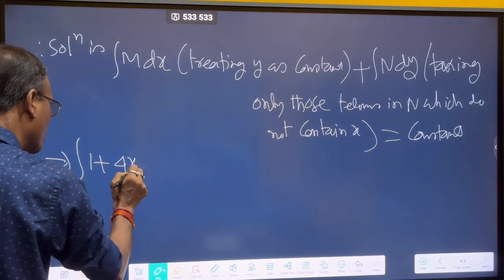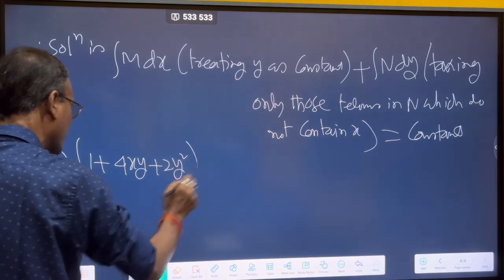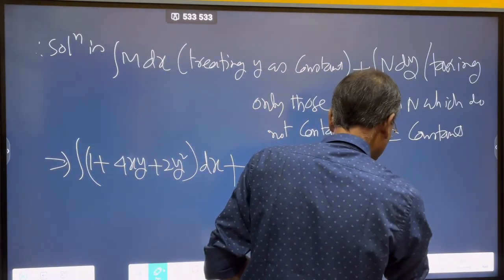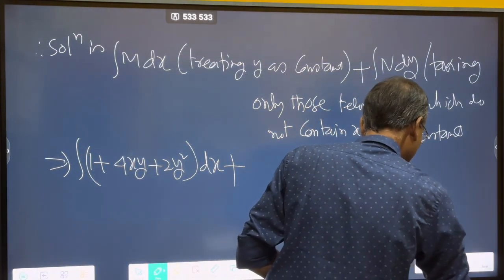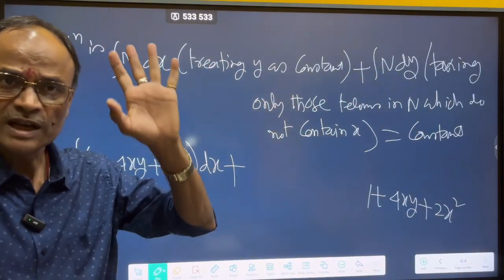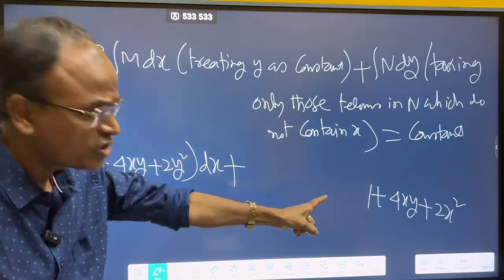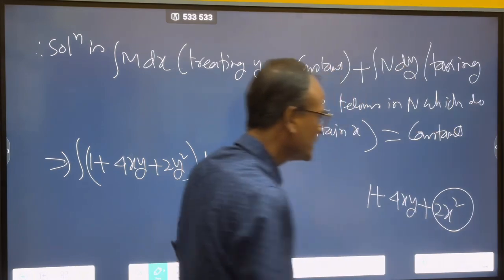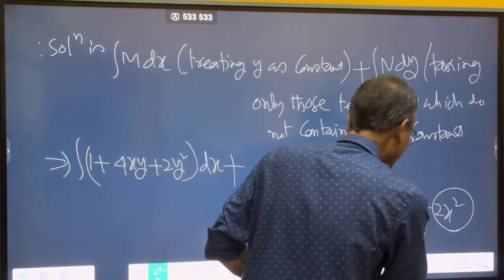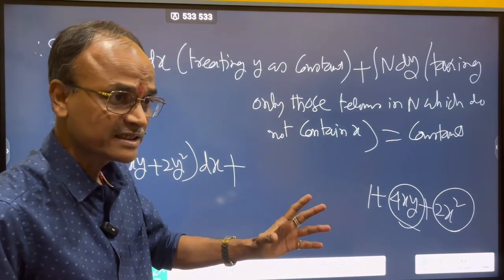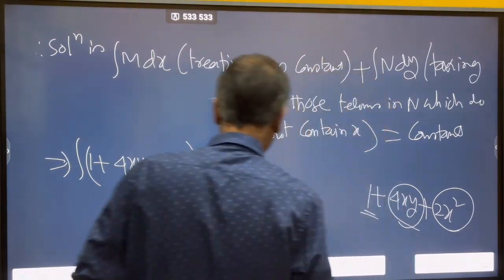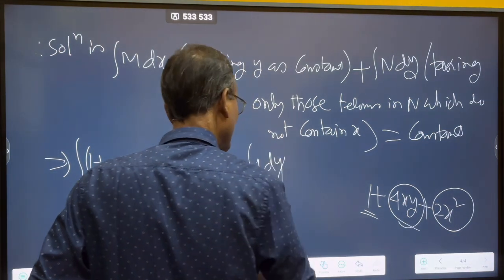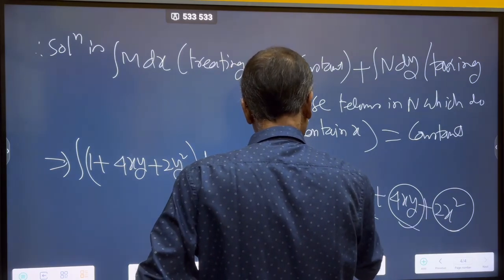Integral of (1 plus 4xy plus 2y square) dx plus, what is N? N is 1 plus 4xy plus 2x square. We should take those terms in N which do not contain x. You see, this has x, this also has x. Only one term is there, this is 1. Integral 1 dy is equal to constant.